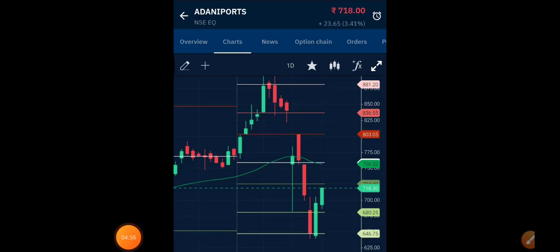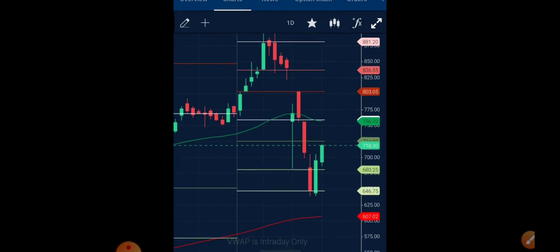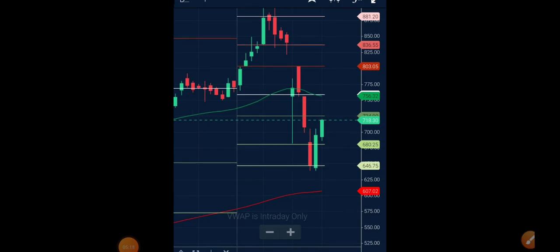Okay, so moving towards Adani Ports, you can see this particular stock has also shown a continuous correction from the 881 rupees level. It has continuously come down to almost the 646 rupees region, and below that we have the 200-day moving average. As I told, after approaching that particular region, on or above it, it has started retracing.